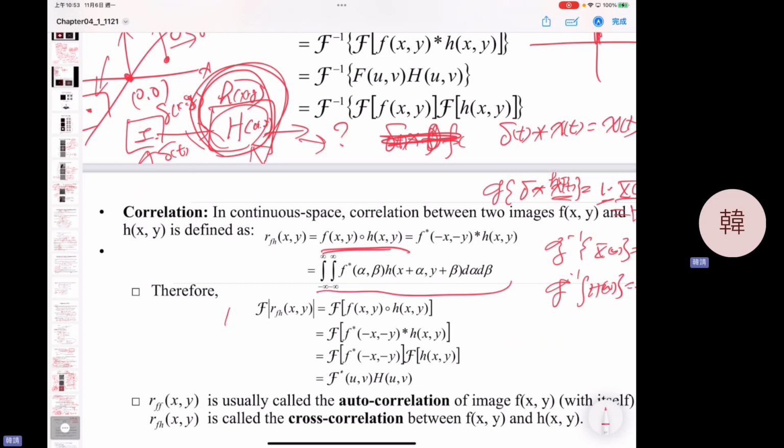The fundamental definition for correlation is that you have f correlated with h. You just fix f, and then h is moving in the right direction everywhere, and then multiply with your signal, and then do some integration or summation operation there.